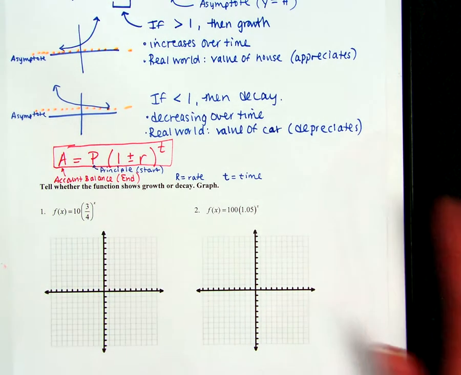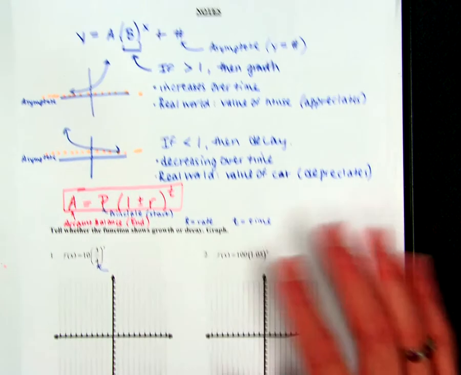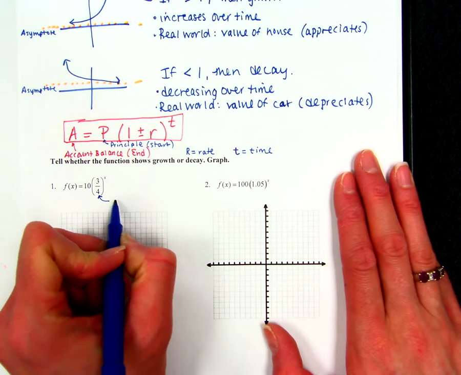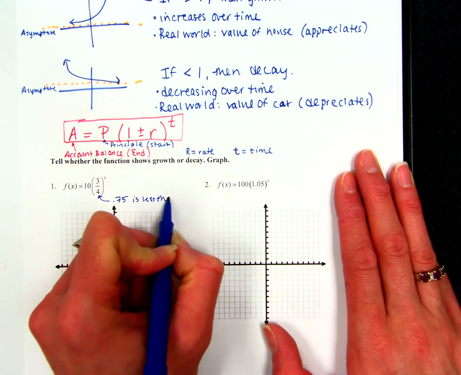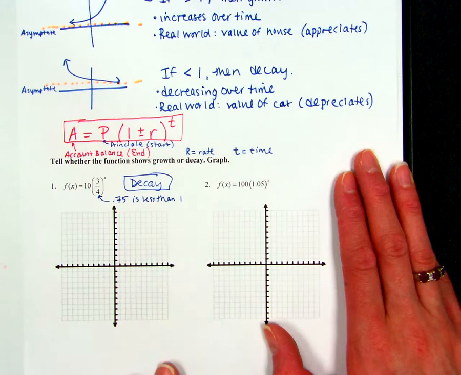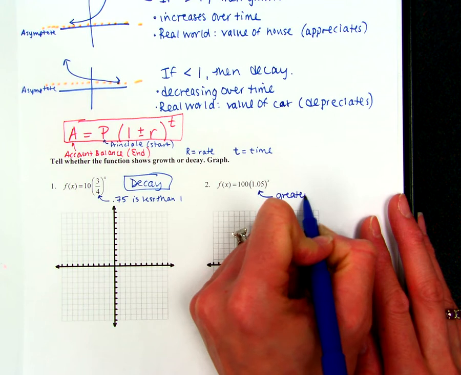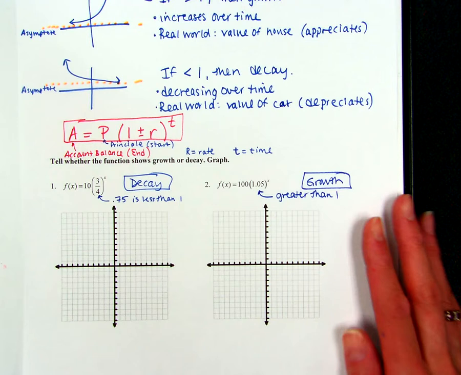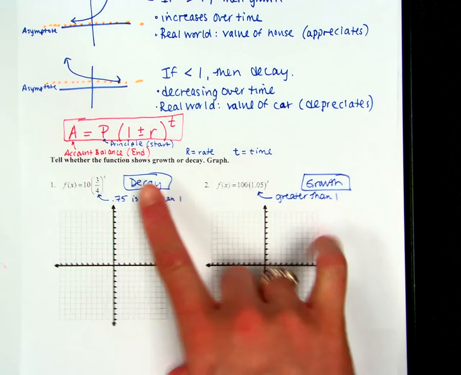It says, tell whether the function shows growth or decay. I look at this value, my b value, and decide: is that number greater than 1 or less than 1? 3/4 is 0.75, which is less than 1, so this tells me it should be decay. In this one, 1.05 is obviously greater than 1, so that should be growth. Now, for the graphing part, we're going to use our calculators, and the graph should confirm what we've just decided: this is decay and this is growth.